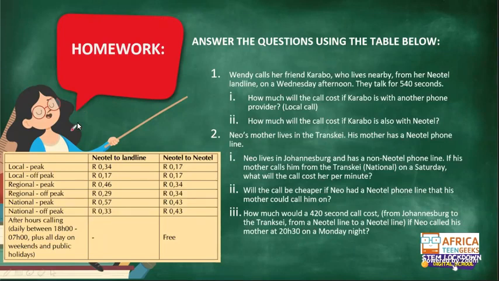So let's quickly look at this. We have a table here for a telephone company called Neotel, okay? Our question, I'm going to go through to our slide because then we can just look at each part individually, okay?